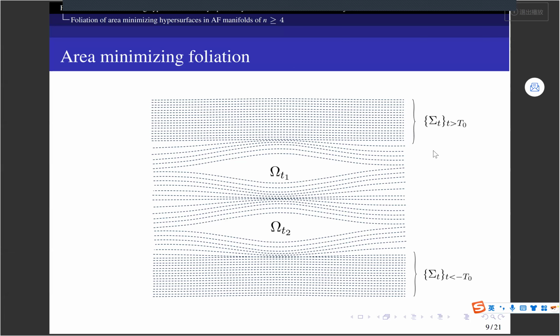Okay, so I think this is not important, because actually the point is that you only need to focus on when T is very large and very small. In this region, the behavior of the area minimizing hypersurface is very nice. They form a smooth foliation.